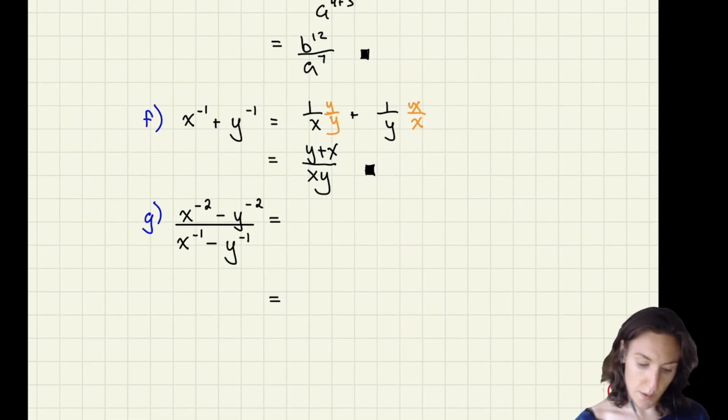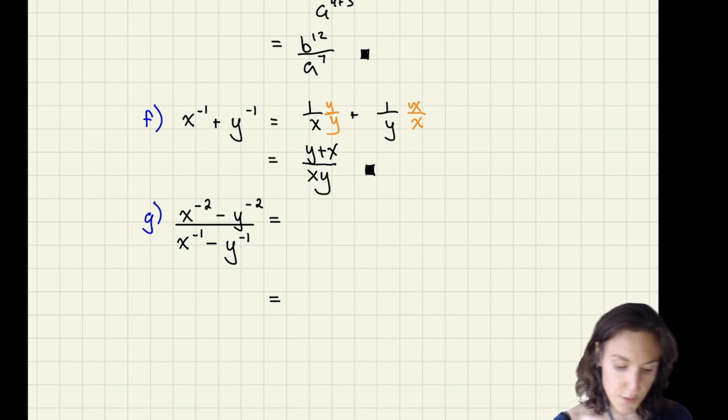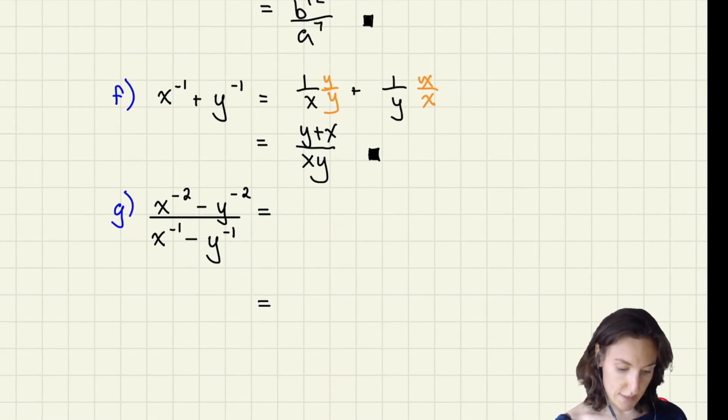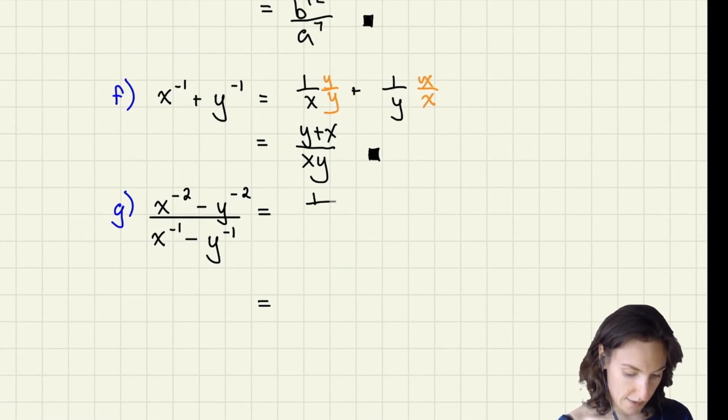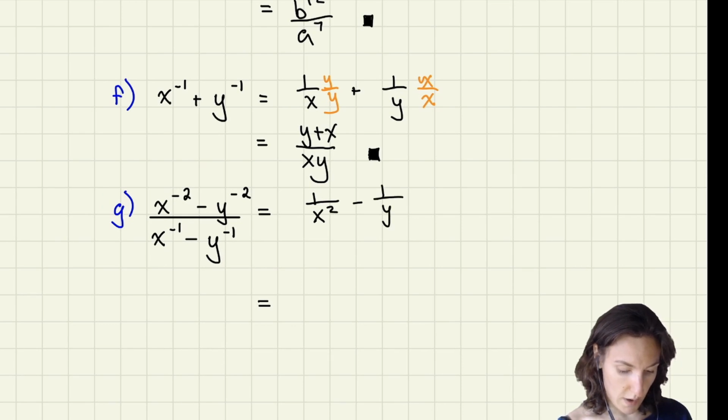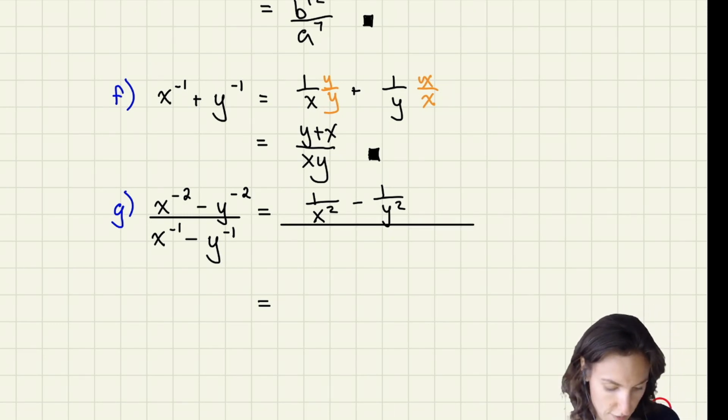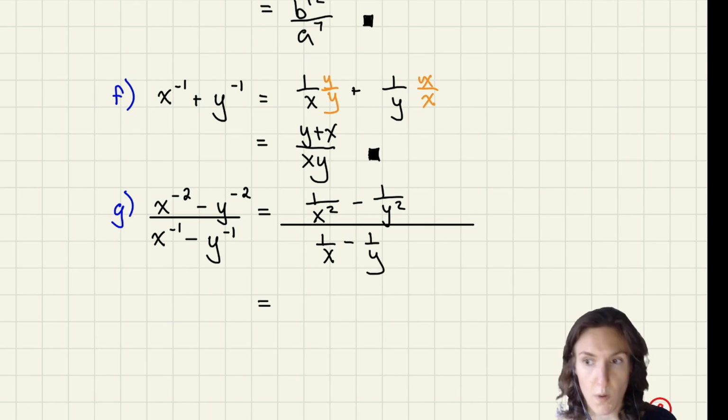Finally, let's do this one. I'm going to do a similar thing for my denominator and my numerator. So the first thing I'm going to do is the top part, I want to get rid of those negative exponents. So I'm going to write 1 over x squared minus 1 over y squared. And then to make sure I don't get confused, I'm going to put a big line here. And my denominator, I'm going to get 1 over x minus 1 over y.